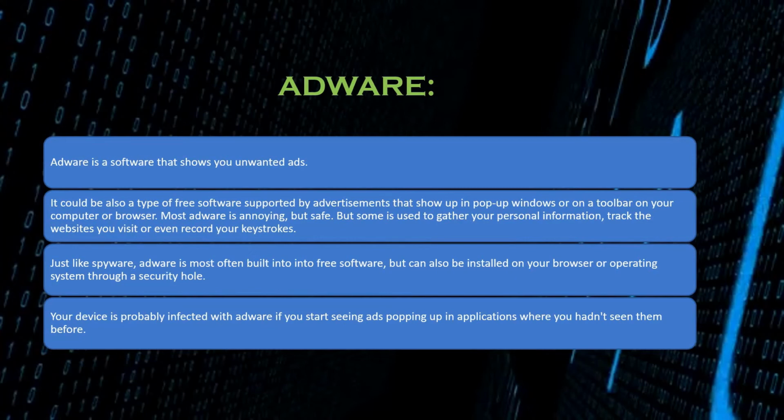So this is adware, and your device is probably infected with adware if you start seeing ads popping up in applications where you hadn't seen them before. If your device is showing ads that you hadn't seen some days ago, it might be adware. There is a 90% probability that adware is installed on your computer. So if there is, check it and delete it.